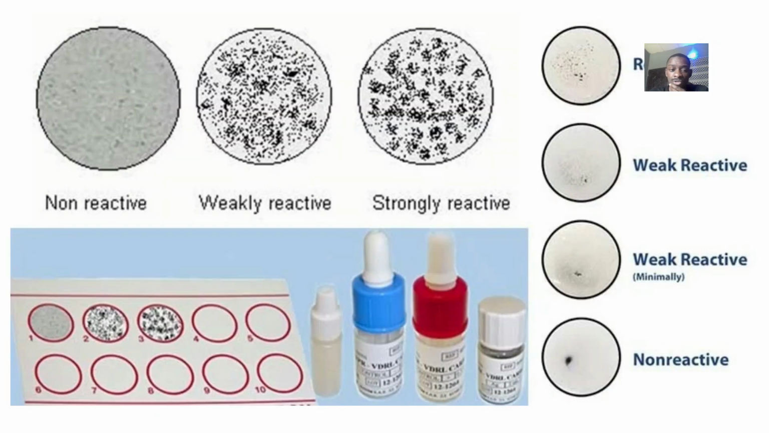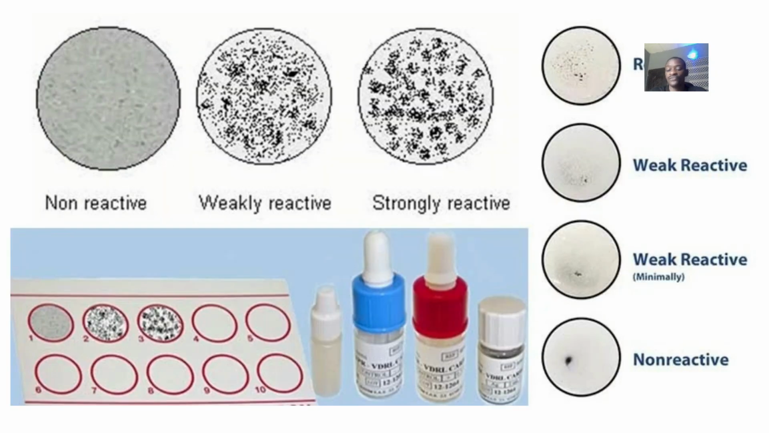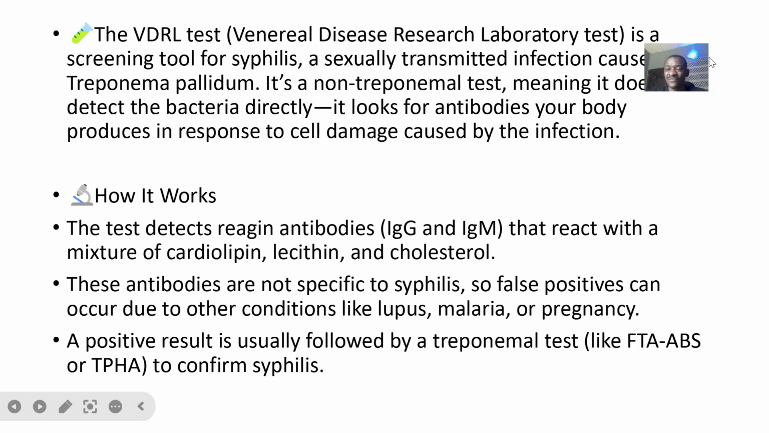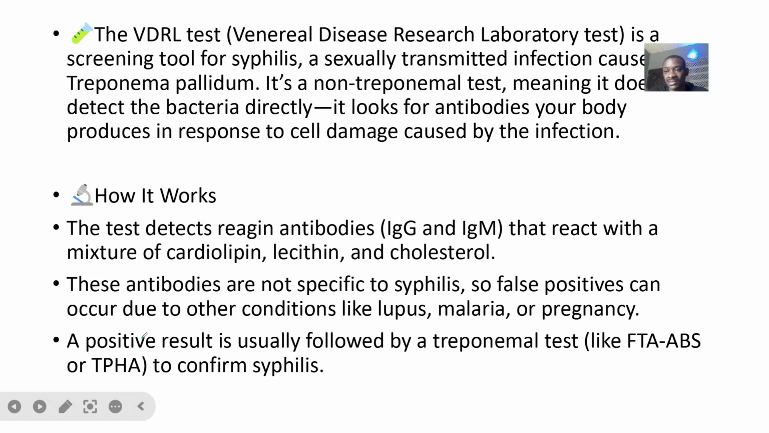So for the next, we'll talk about a test that is done for syphilis. This is the VDRL. So the full meaning of VDRL is what? Venereal Disease Research Laboratory Test. Okay. So it's just a screening tool. So I'm just trying to screen to see if somebody has syphilis.